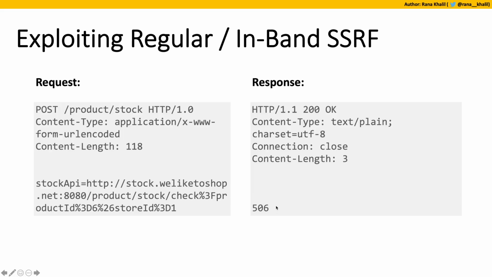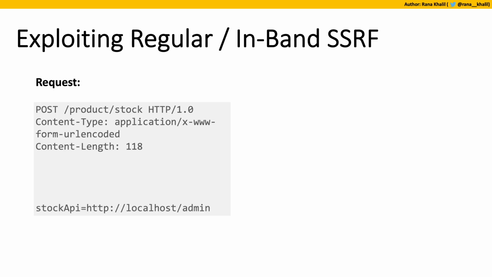Now notice that the response to the URL is displayed back to us in the application, and that's why this classifies as a regular or an in-band SSRF vulnerability. Now, this type of vulnerability is so much easier to exploit than blind-based SSRF because you could simply request the URL that you want and the response will be displayed back to you from the application. So in this scenario, I'm requesting localhost/admin.